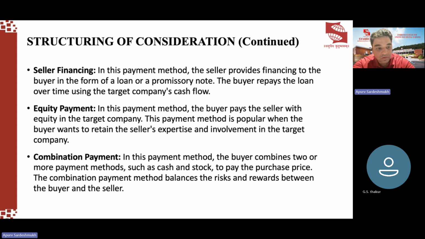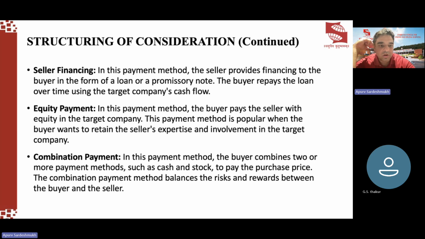Sometimes the buyer may say to the seller, look, I'm buying the company out, but you stay in the company, you do well, and I will give you shares of your own company, more shares of your company. And that is an equity payment in the existing company. This payment method particularly is very popular when the buyer wants to retain the seller's expertise. He's already involved in the company and he wants the seller to continue to be involved in the company.